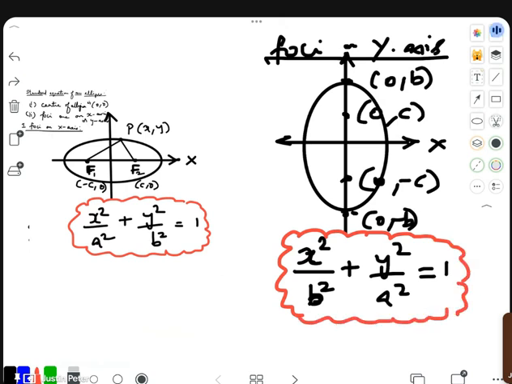A won't always be greater. No, nothing like that. Only if a is greater than b, the foci are on the x-axis.